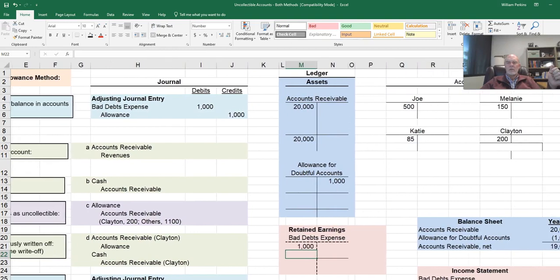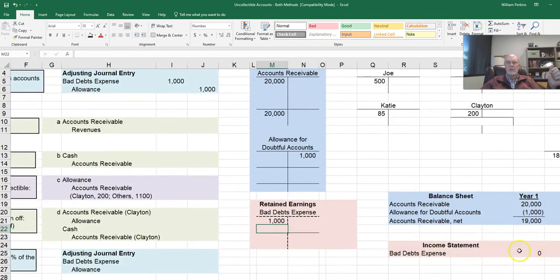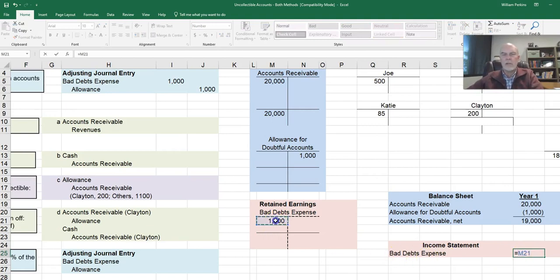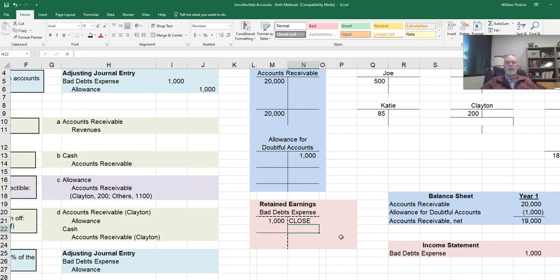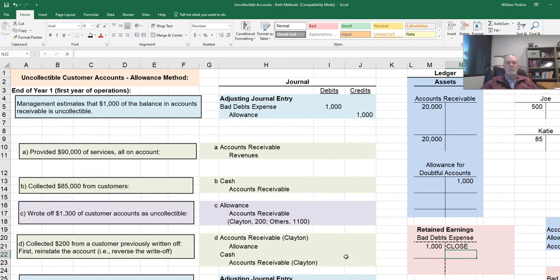So over here, I have the financial statements and how they're going to appear. So again, at the end of year one, we have a net accounts receivable of $19,000 and bad debt expense of $1,000. Then we're going to close the bad debt expense account and get into the second year. So let's go with that.